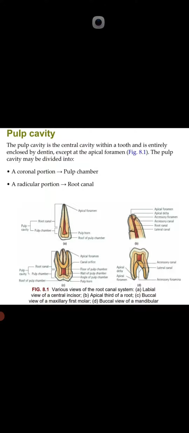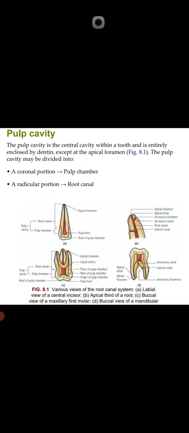Now come to the pulp cavity. What is the pulp cavity? The pulp cavity is a central cavity within the tooth. Within the tooth there is a central cavity, which is the pulp cavity, and this pulp cavity is entirely surrounded by dentine except the apical foramen, which is on the apex of the root.